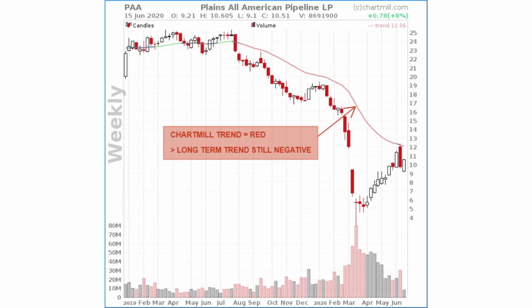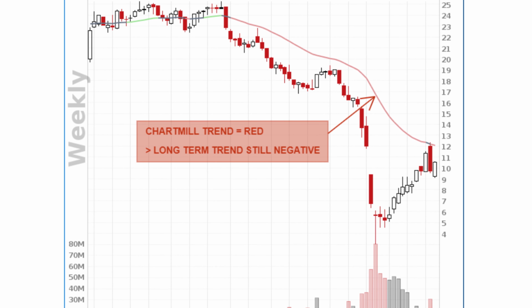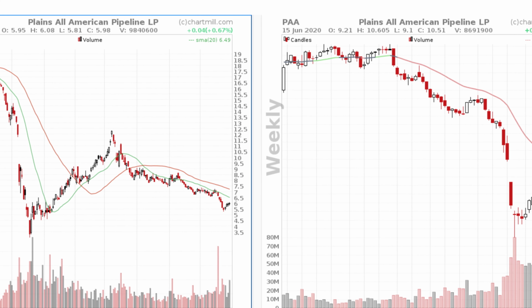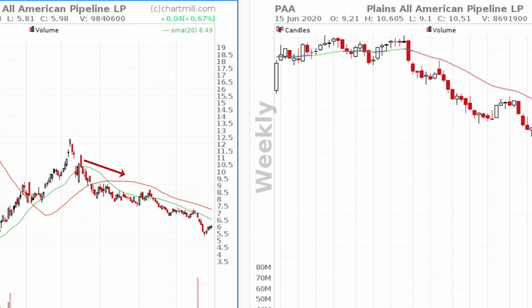However, looking at a larger time frame on the weekly chart, we are presented with a more nuanced trend picture. The medium-term trend on the daily chart may be positive, but the long-term trend on the weekly chart tells a completely different story. It is still red and in strong decline, a negative long-term trend. Now let's go back to the daily chart. As seen, the medium-term bullish trend did not continue and the long-term downward trend was eventually resumed.